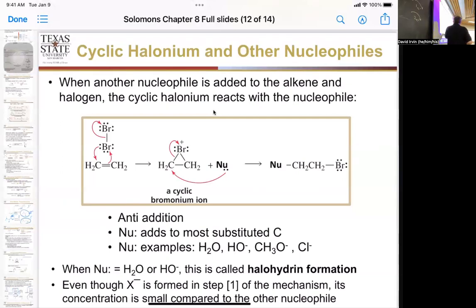Okay, so you can use water, hydroxide, alcohol, or even another halogen. If you have a whole bunch of another halogen in there, you can get a bromochloro compound. And it's the same mechanism. You have to form your bromonium cation first, and then you just have to have a whole bunch of any nucleophile. And you can do that. All right. So the most common one, though, is water. We call it the halohydrin because hydrin is your OH group.